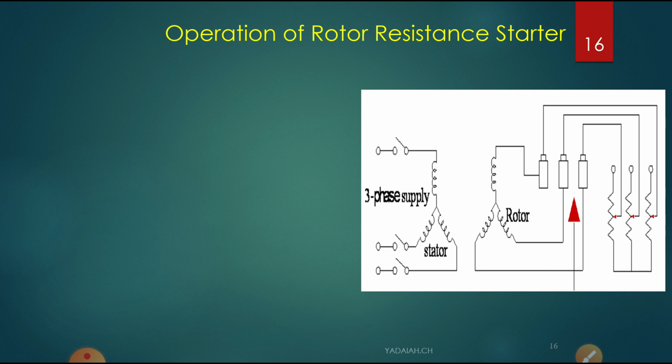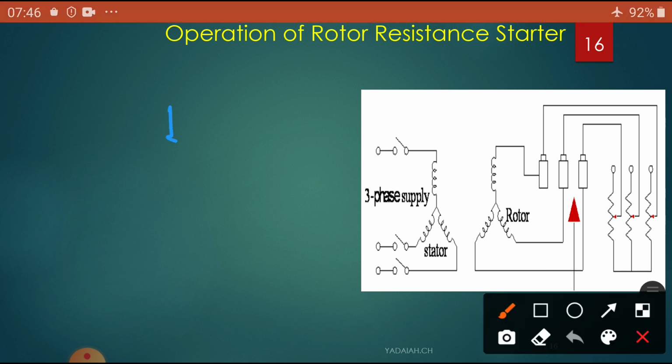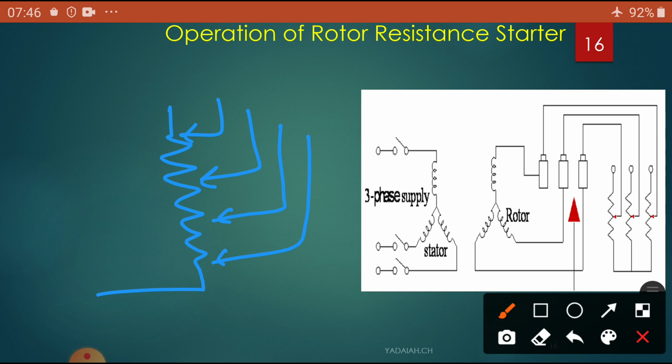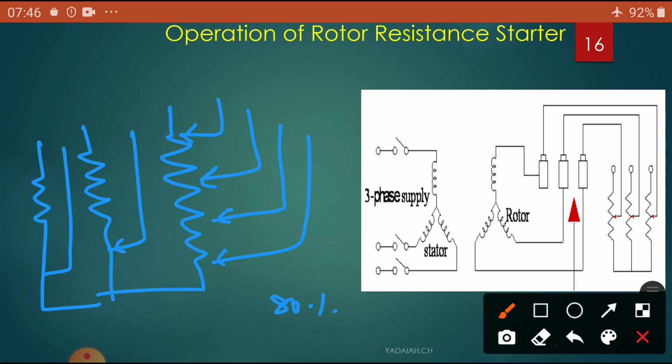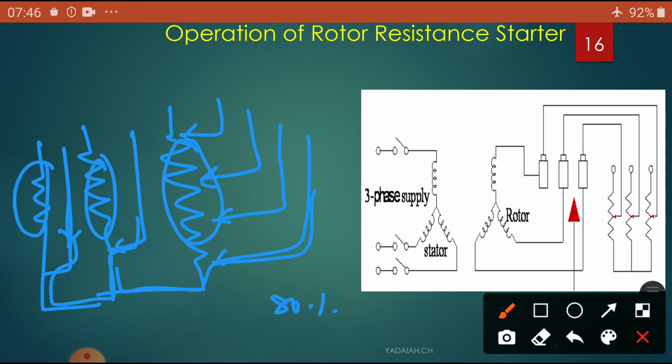As the motor picks up speed, the resistance is gradually cut off. You have to remove it. So what is the position here? Initially the resistance is here. If the speed increases, you slowly go on reducing it. Once it reaches nearly 80% speed, all the resistance is cut out here. That means whatever current is coming here goes through here, so the resistance is bypassed once the speed reaches 80% of the rated speed.